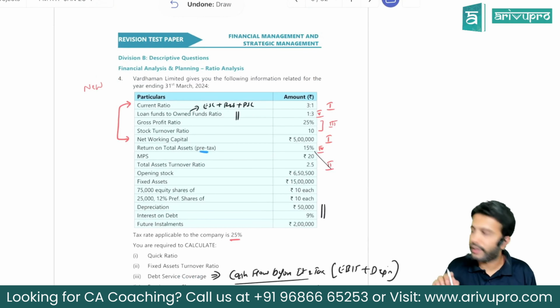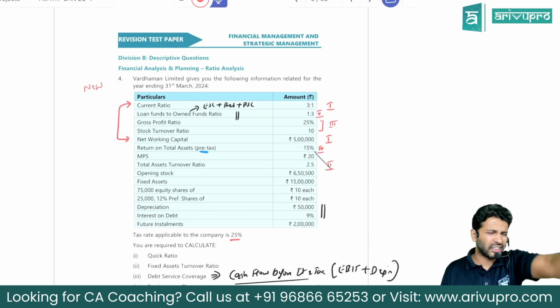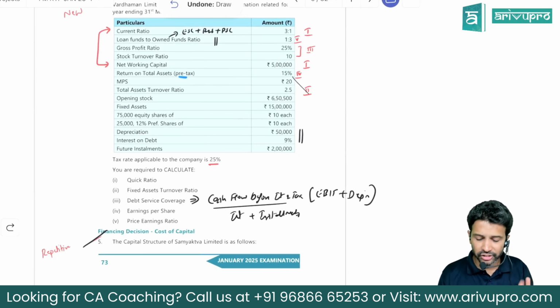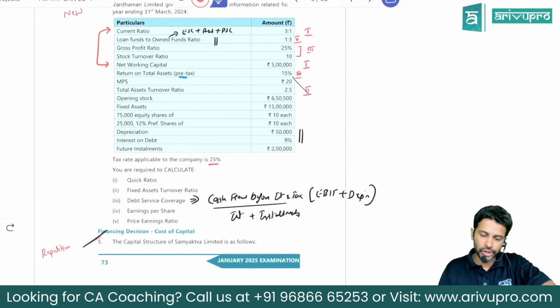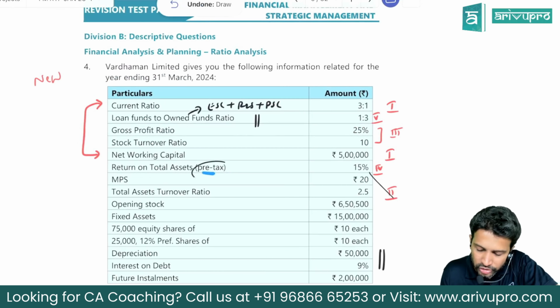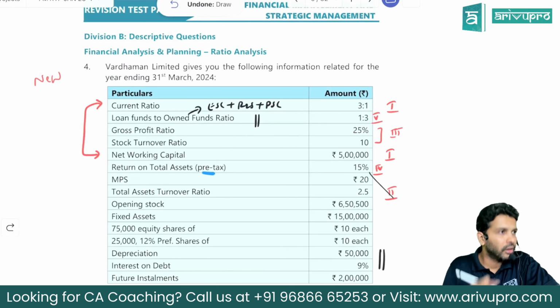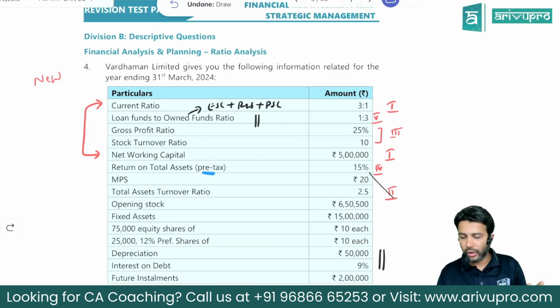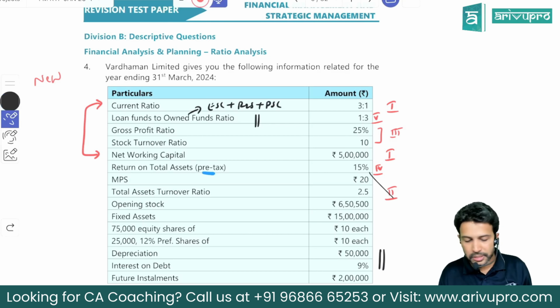Other than this, it is a ditto question. Rest everything we have covered. I think in some question I saw that we had the same adjustment. All this was ditto, except the one component, your debt service coverage ratio. And in our study material question, return on assets was calculated on a post-tax basis. Here they have given it on a pre-tax basis. These are the only two new adjustments that came from this particular problem.